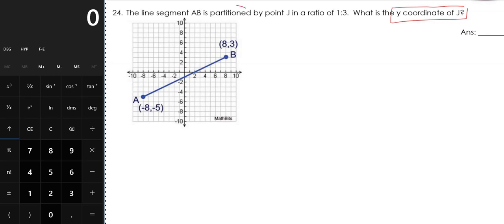Now, this is a partitioning question. This is one of those formulas that you have to memorize. So make sure that after we write this down, you put it on the back of your reference sheet. So our formula is xp equals x1 plus k times x2 minus x1. And then you repeat that again with the y's.